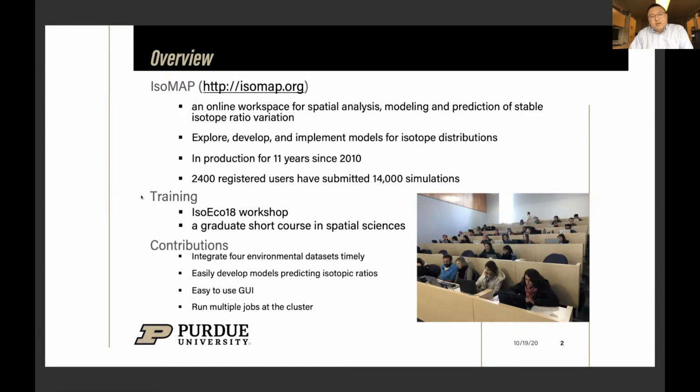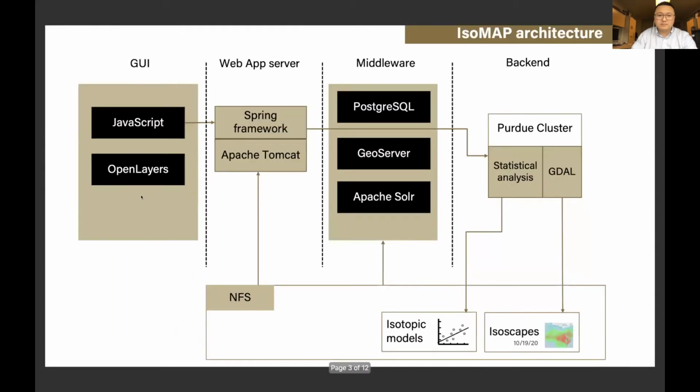So our portal allows users to explore, develop, and implement models for the isotopic ratio. It has been in production for 11 years, since 2010. We have a large user base, 2,400 users and 14,000 simulations. And it has also been used for some training events and graduate level short courses. The picture you see in these slides was taken from the isotopic application in ecological studies in 2018.